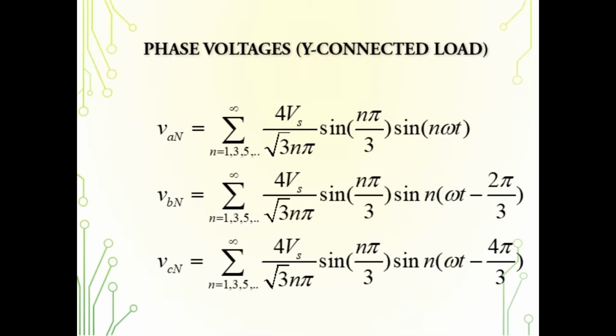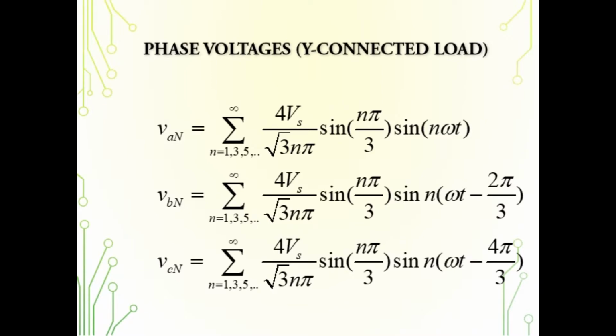Next, the phase voltage expression for a star connected load is given by this. You don't have any even harmonics, you have only odd harmonics. If we substitute n equal to 1, we get the fundamental component, n equal to 3 is the third harmonic, fifth harmonic, and so on. We just substitute the value of n. This capital N represents the neutral point for the phase voltage.